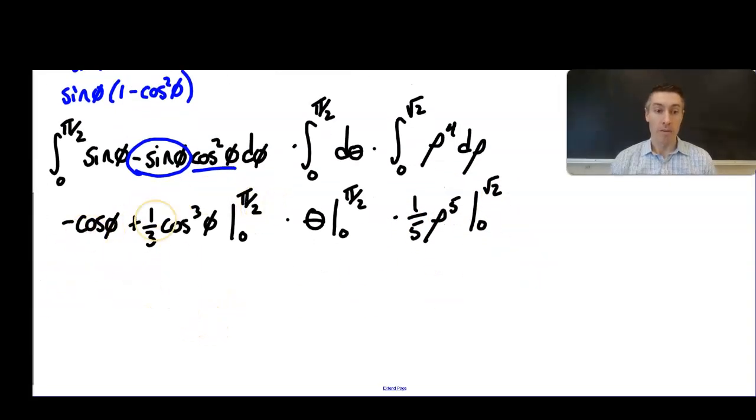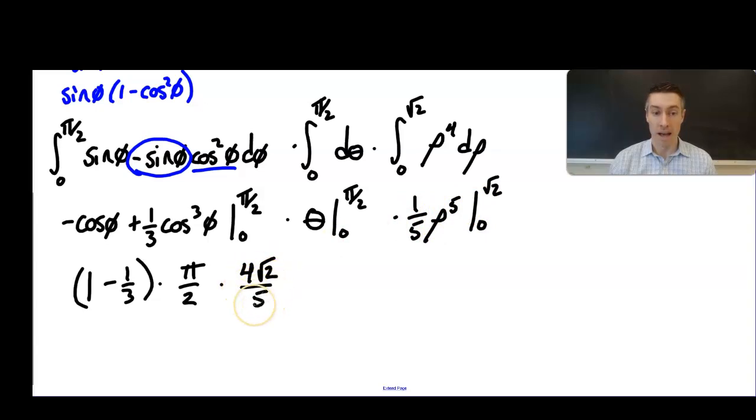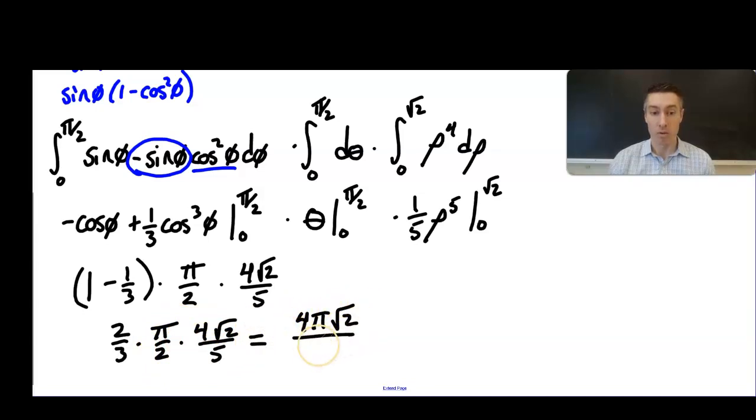All right, plugging pi over 2 into cosine would give us 0, and then plugging in 0, so we have minus negative 1, so plus 1, and then minus 1/3, times pi over 2, times square root of 2 to the 5th would be 4 square root of 2 over 5. So this is 2/3 times pi over 2 times 4 square root of 2 over 5, which is going to be 4 pi square root of 2 over 15.